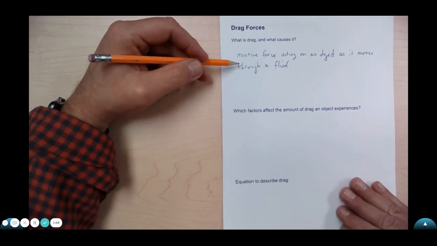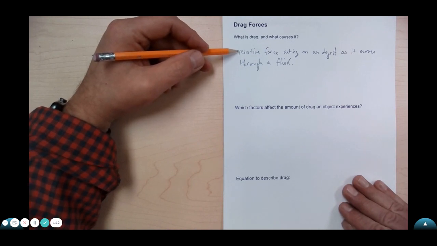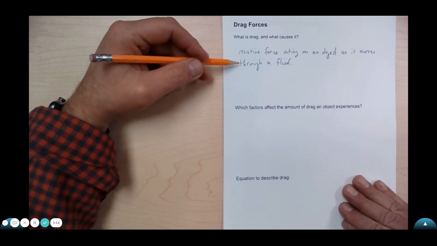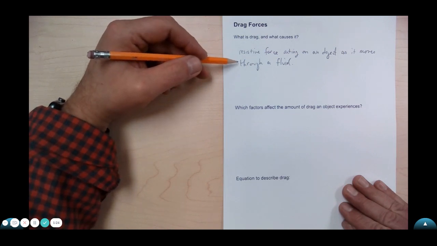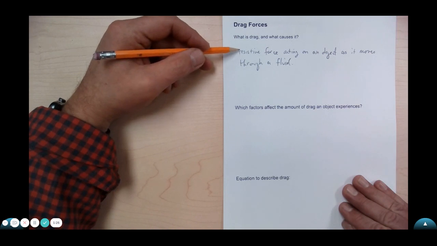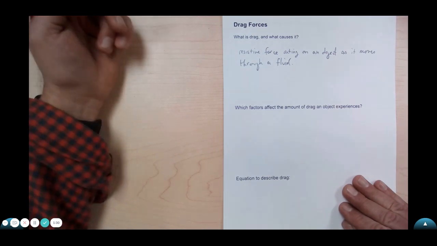So, air drag would be the resistive force that air exerts on an object. You could have water drag, that would be the resistive force that water exerts on an object as it moves through, like on a boat hull or something like that. But any fluid is going to exert some resistive force on objects that go through it. Now, why is this? What causes it?